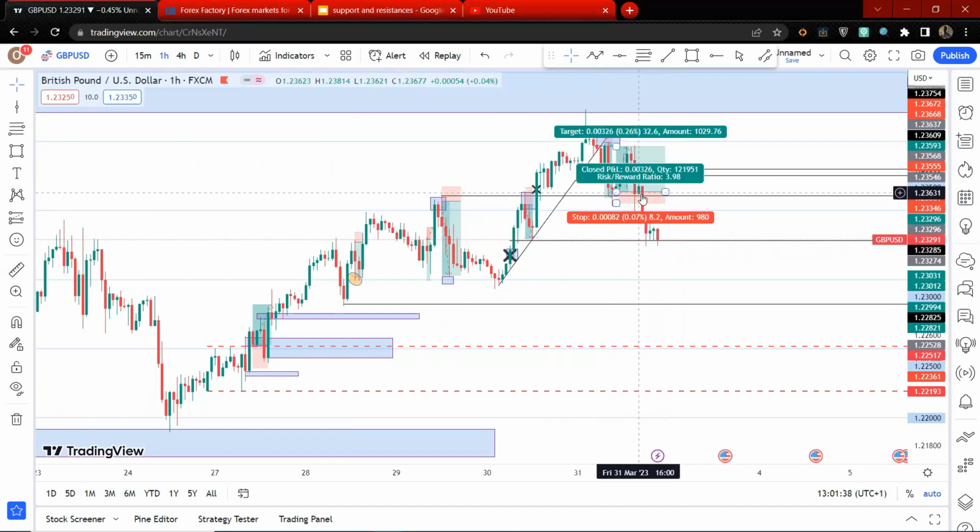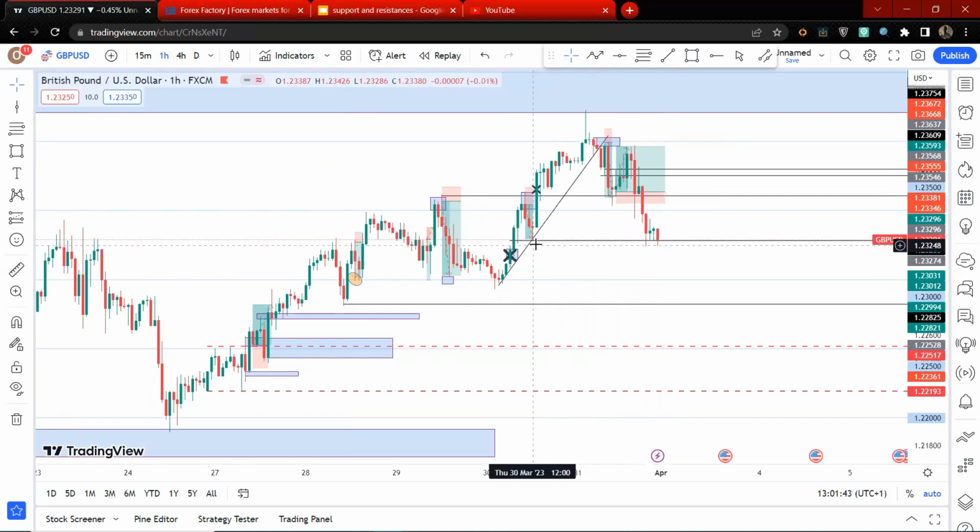I always mark out my zones. Now you see this would be my first TP. My second TP would be here. Actually, there is an order block around here. If you use our indicator, so here can be action.